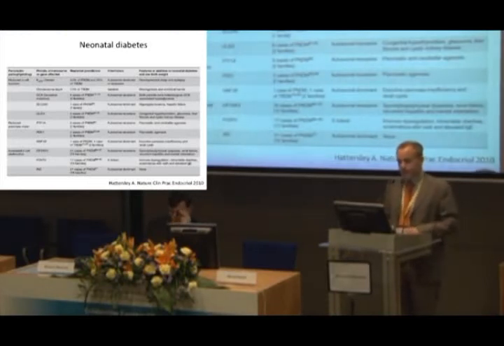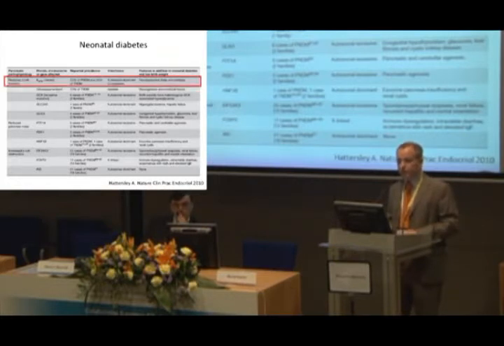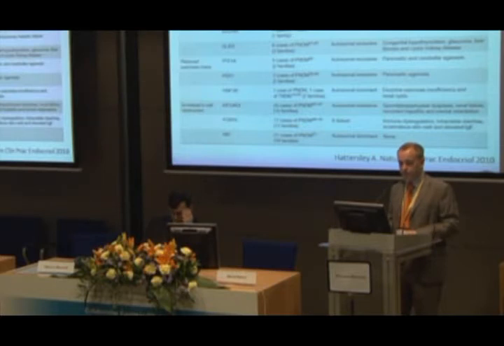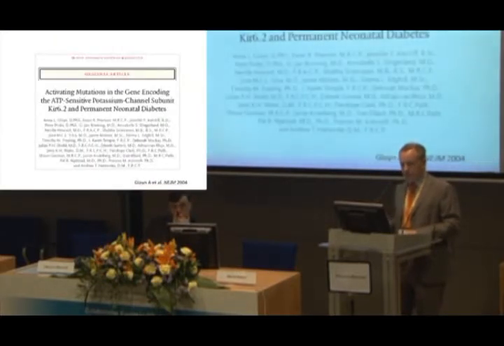So, as I said, there are plenty of different types of neonatal diabetes and plenty of causes of this diabetes. But the most important is the first one. This type accounts for about 50% of all neonatal cases, and this type of diabetes has very severe consequences from a clinical point of view. Everything started from this paper from Anna Gloyn.